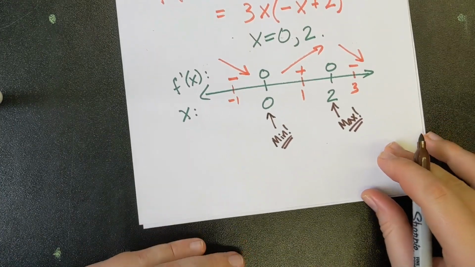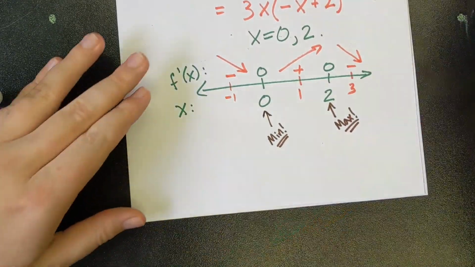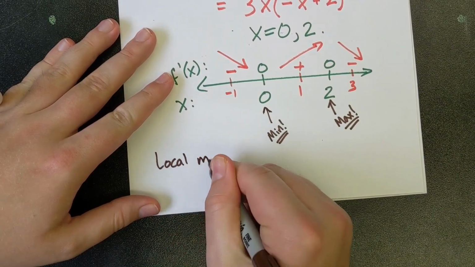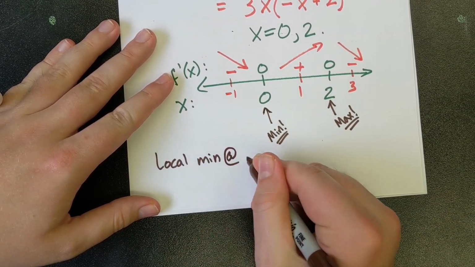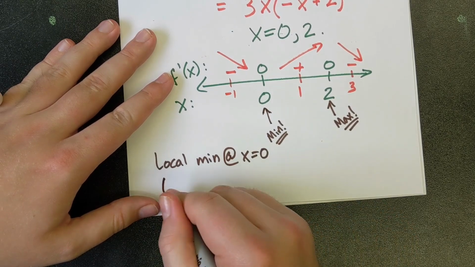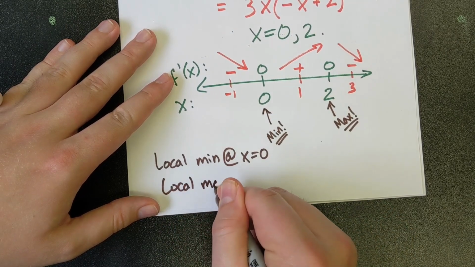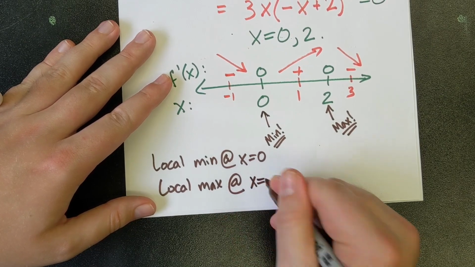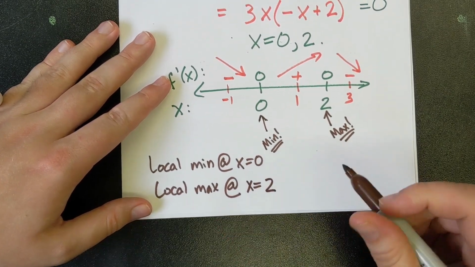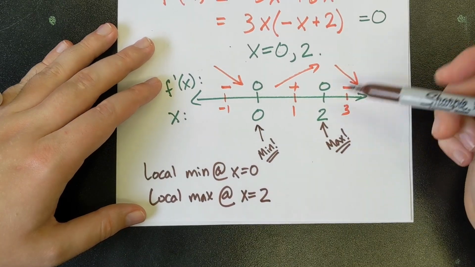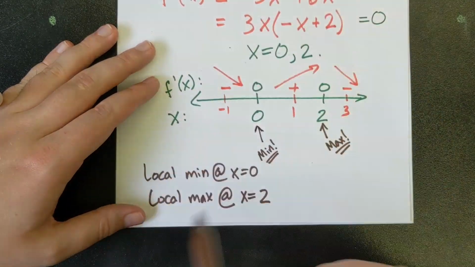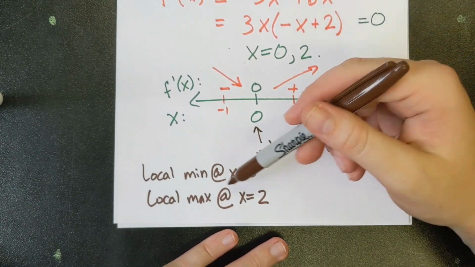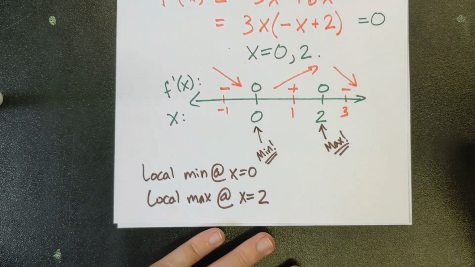So let me summarize all this. I have a local min at x equals 0. I have a local max at x equals 2. It's not the global min or global max, because this function is going to be shooting down and shooting up towards infinity and negative infinity. And so these aren't the global ones, but the local mins and local maxes.